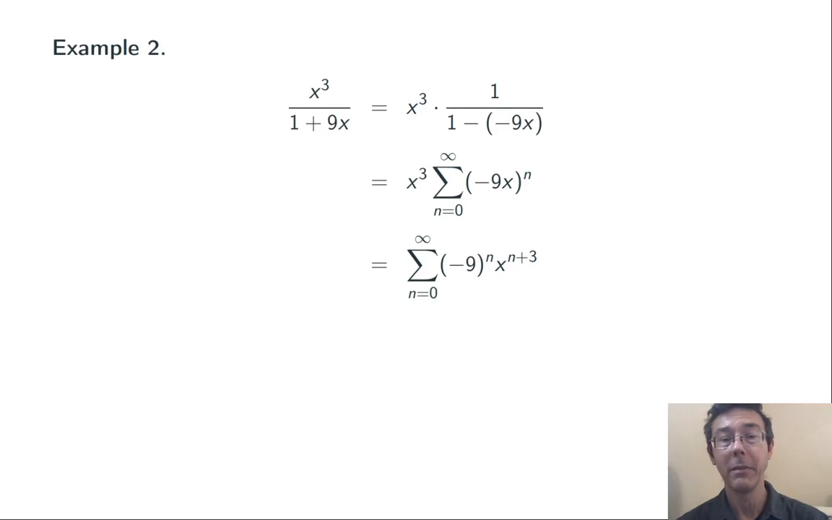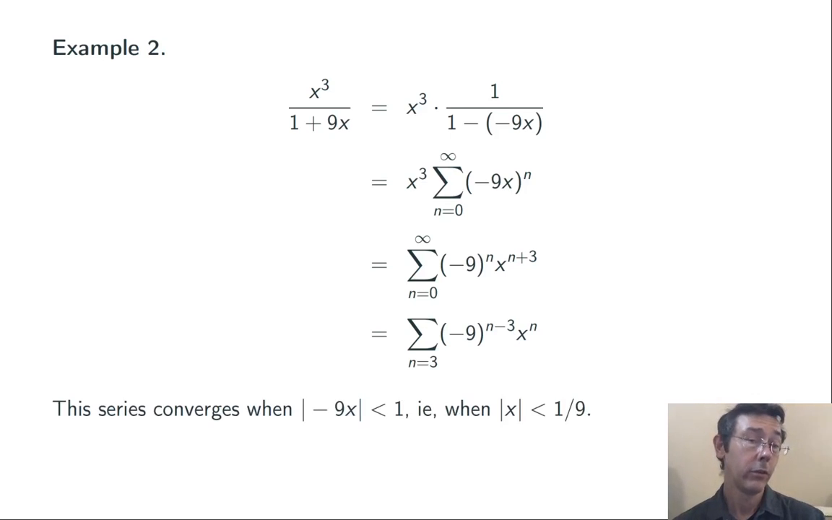Simplifying the inside just a tiny bit, I get negative 9 to the n, x to the n, and then bringing the x cubed inside, x to the n times x to the third is going to be x to the n plus 3. Technically, we're already done here. I'm just going to rewrite it slightly so that it looks a little nicer. Sum from n equals 3 to infinity of negative 9 to the n minus 3, x to the n. We can also talk about convergence here. It's going to converge whenever the negative 9x is less than 1 in absolute value. In other words, when the absolute value of x is less than a ninth.